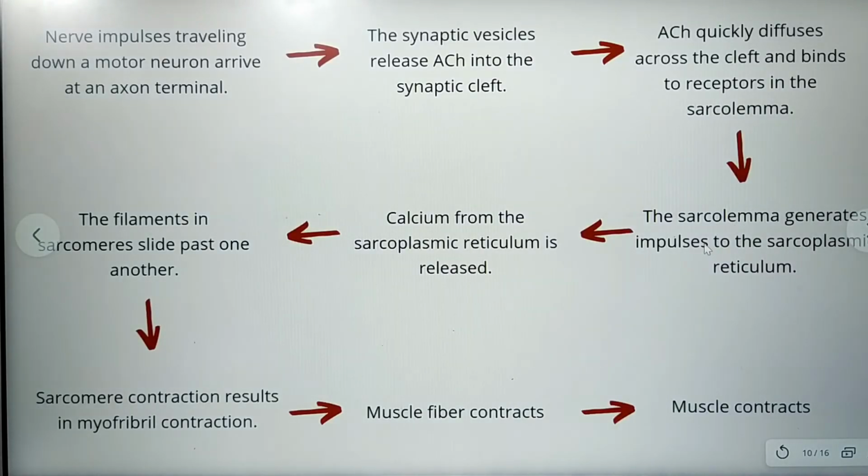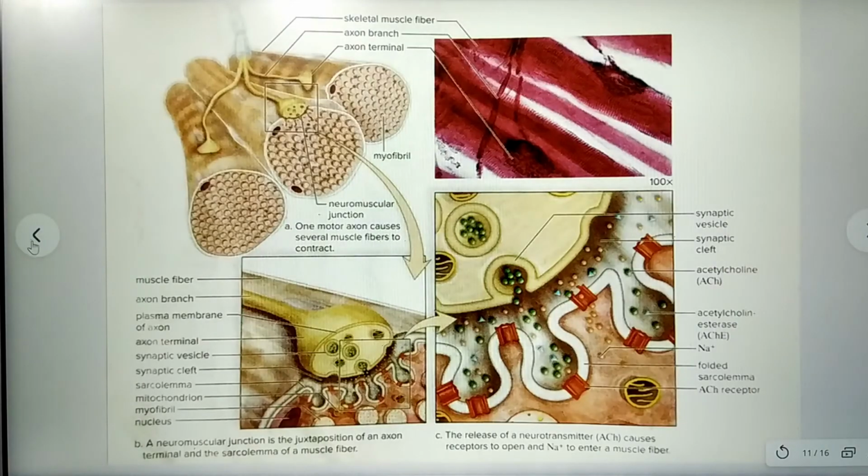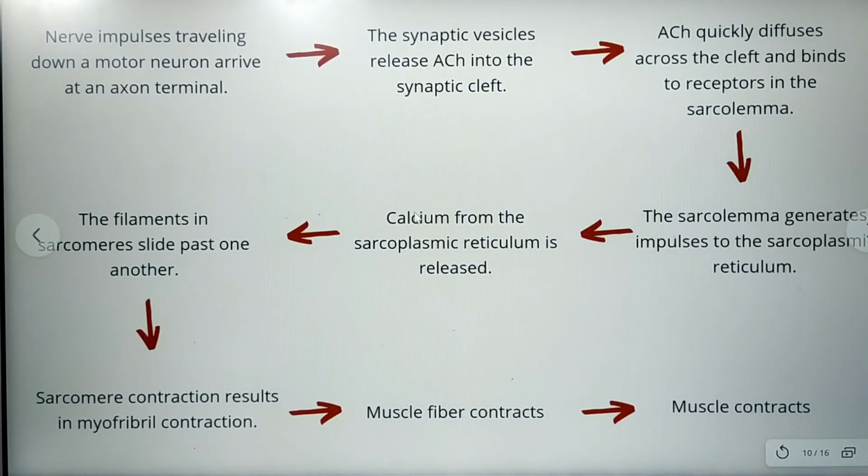Next, the sarcolemma generates impulses to the sarcoplasmic reticulum. After that, calcium from the sarcoplasmic reticulum is released. This calcium is important in muscle contraction, which will be explained later. And the filaments in sarcomeres slide past one another. After that, sarcomere contraction results in myofibril contraction. And because of this myofibril contraction, muscle fiber will contract, thus muscle will contract.